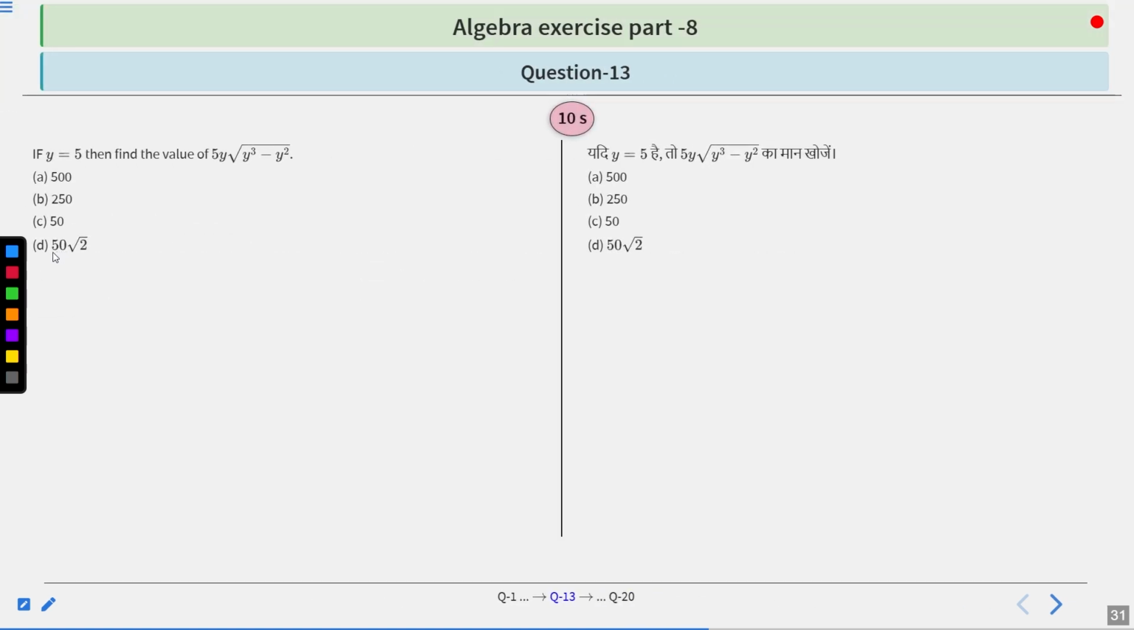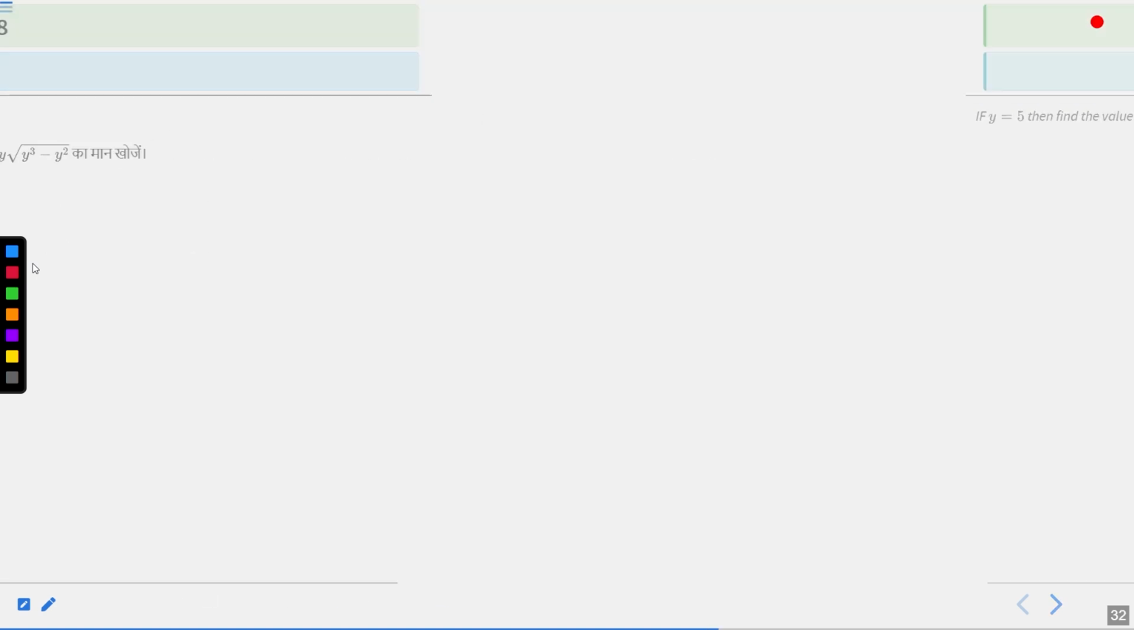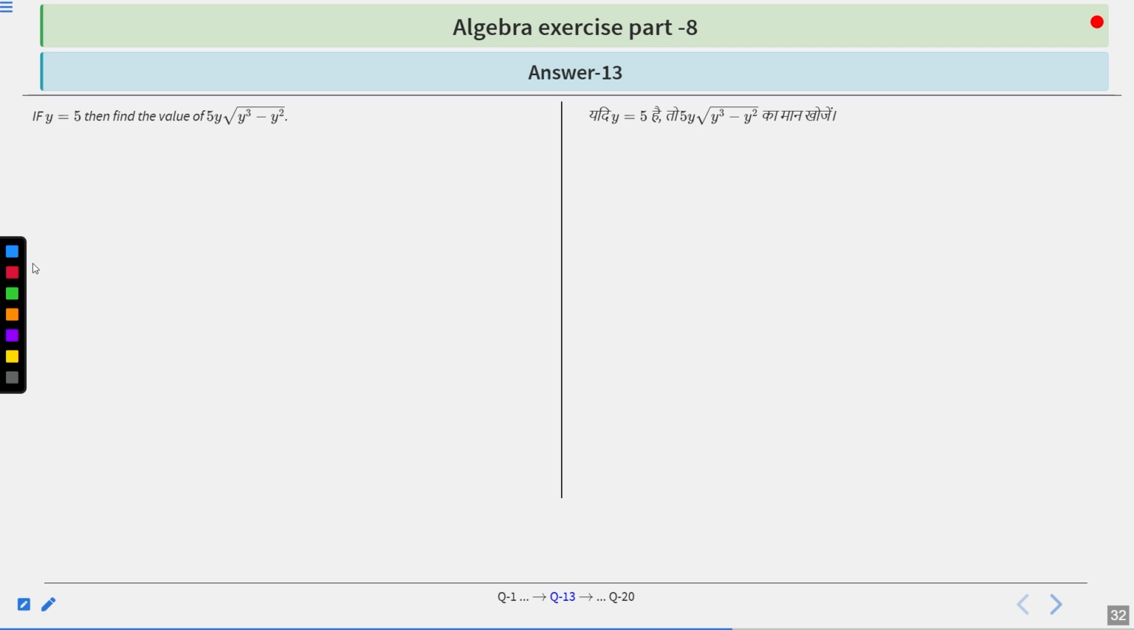Next, if y is equal to 5, then find the value of 5y into under root y cube minus y square. And the options are option A 500, option B 250, option C 50, and option D 50 root 2. Now we were given that the value of y is 5, then we have to find the value of 5y into under root y cube minus y square. The correct answer to this question is option number B, 250.